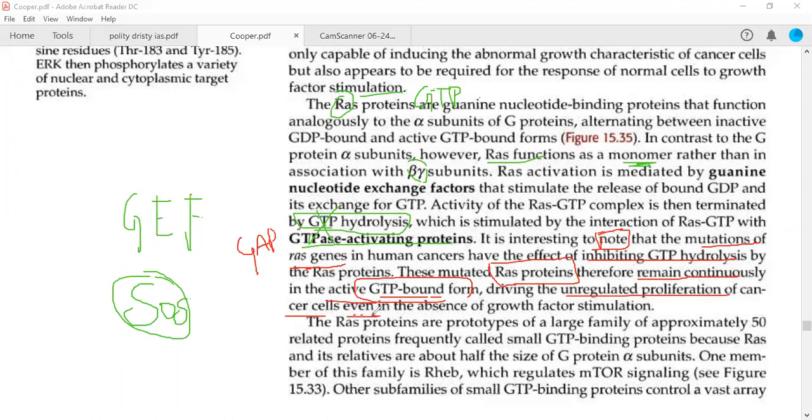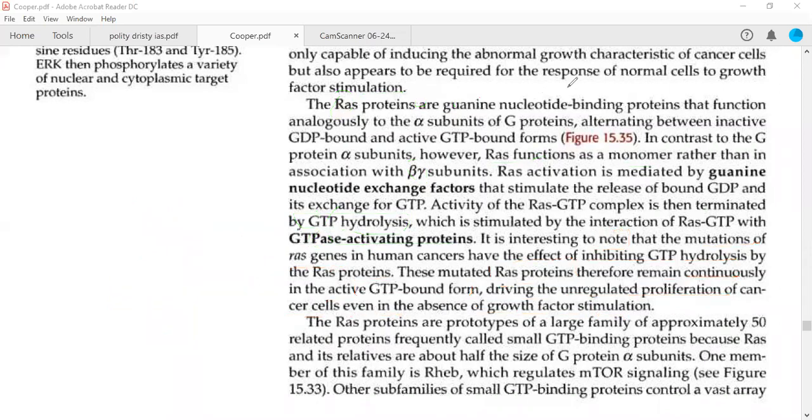Even in the absence of, even if suppose there is no growth factor to stimulate the signaling, even then they are able to signal. Therefore, there is uncontrolled proliferation even in the absence of growth factor stimulation. This is very important to know.